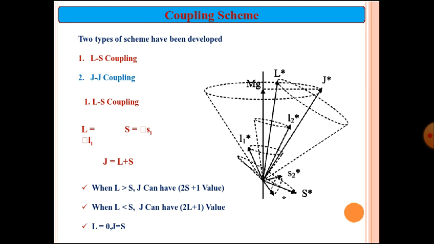It can be shown that when L is greater than S, J can have 2S plus 1 values, and when L is less than S, J can have 2L plus 1 values. In particular, if L equal to 0, J can have only one value, namely J equal to S.